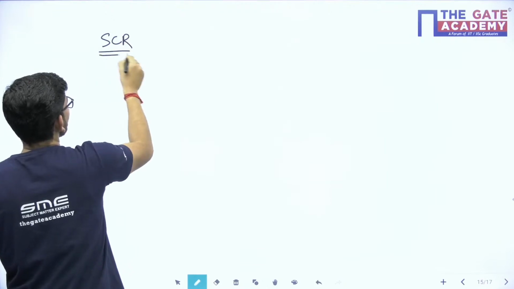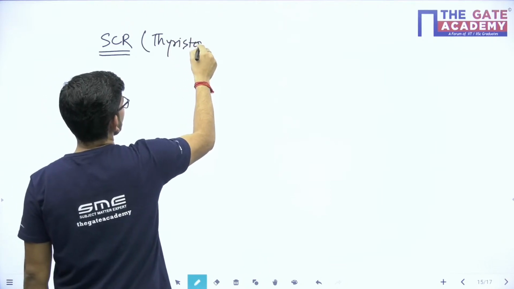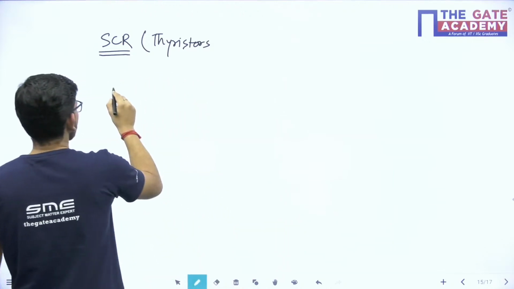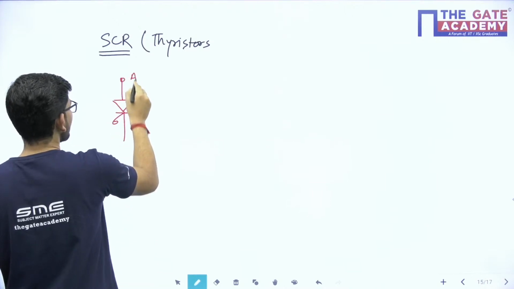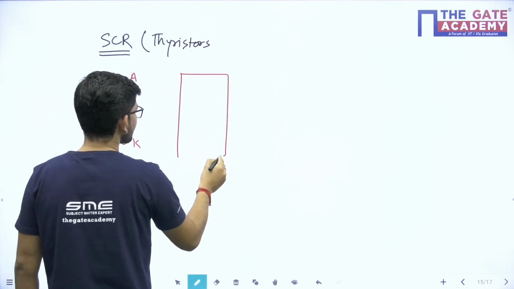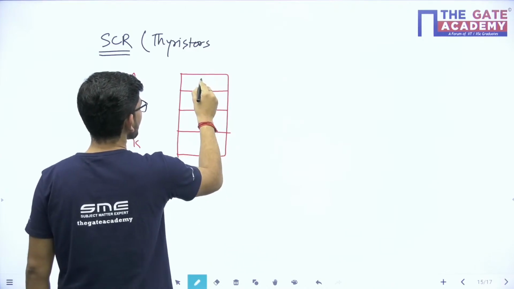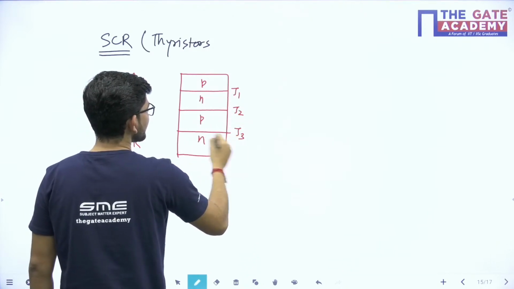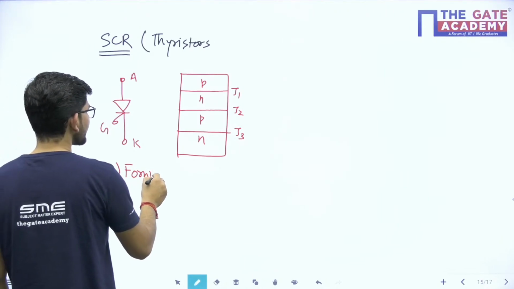The silicon controlled rectifier, SCR, is popularly also known as the thyristor. So what is the circuit symbol of the thyristor? We have the circuit symbol like this. This is anode, this is cathode, and this is gate. The structure of the device has 4 layers, PNPN, and we have 3 junctions, J1, J2 and J3.